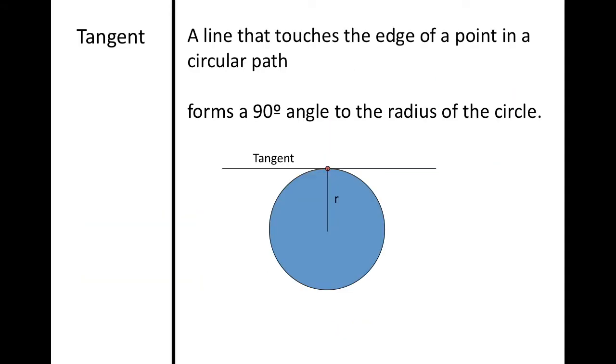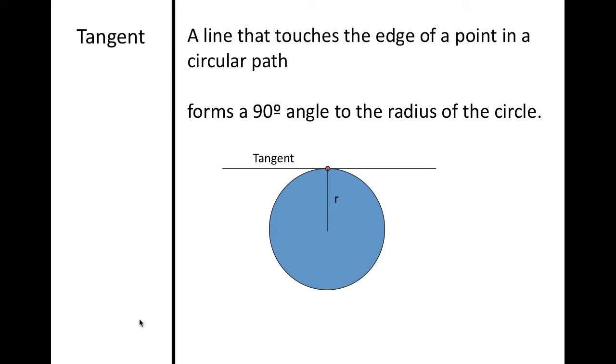A tangent is a line that touches the edge of a point in a circular path. You may be familiar with this from studying tangents while looking at our graphs. A tangent also plays a part in circular motion. This tangent forms a 90-degree angle to the radius of the circle.